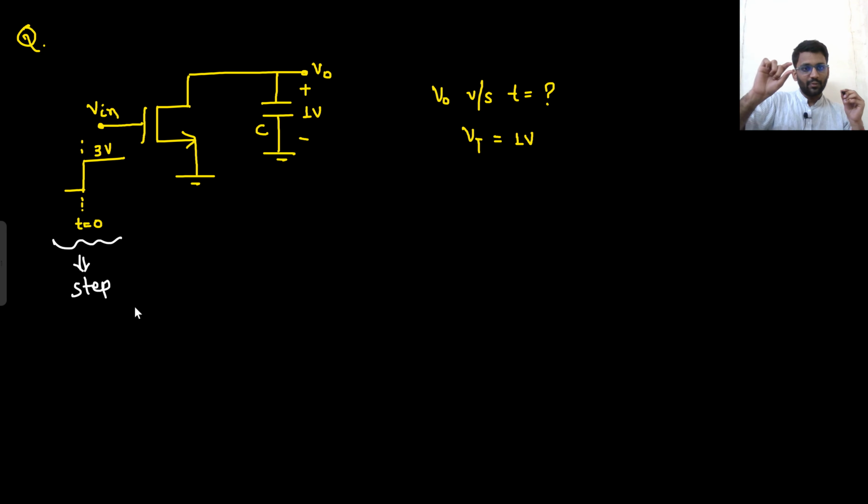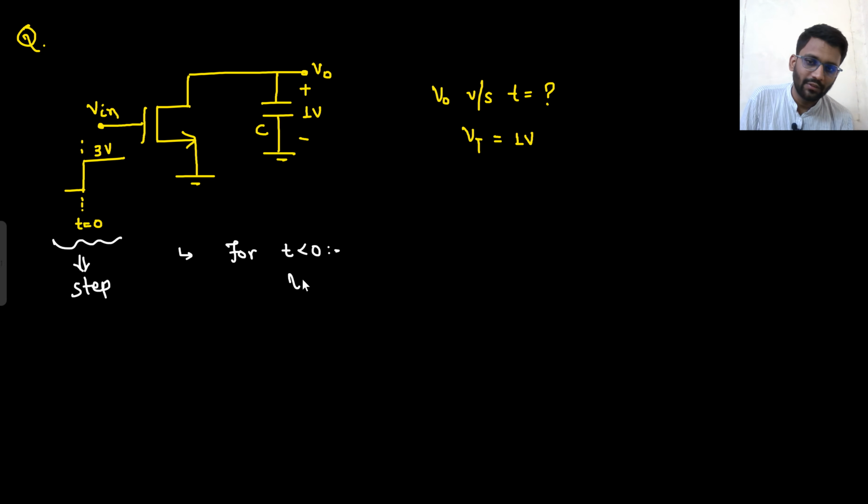Whenever there is a step input applied from 0 to some 3 volt, you always need to solve the problem from minus infinity. In network analysis, I also told you, if we are having some step, you will always solve from minus infinity. You have to take the condition of t less than 0 as well. For t less than 0, what was the scene? Vin was 0, so VGS was 0 volt. No current.